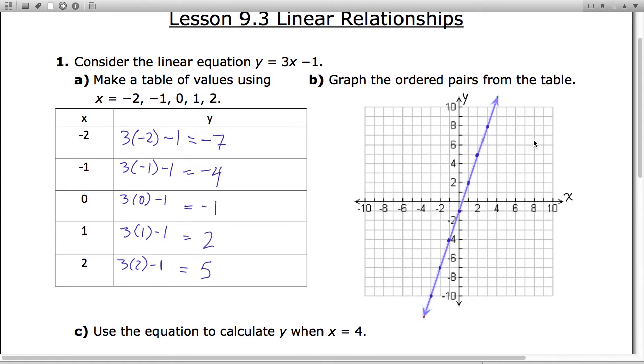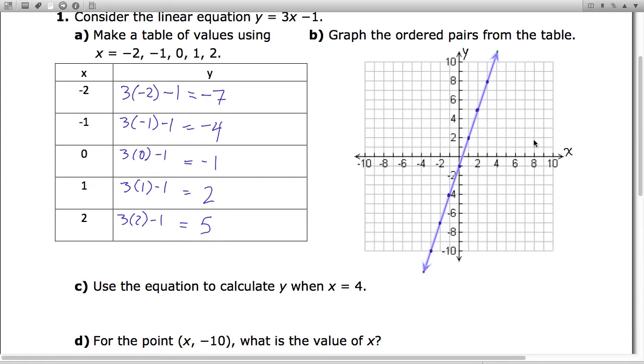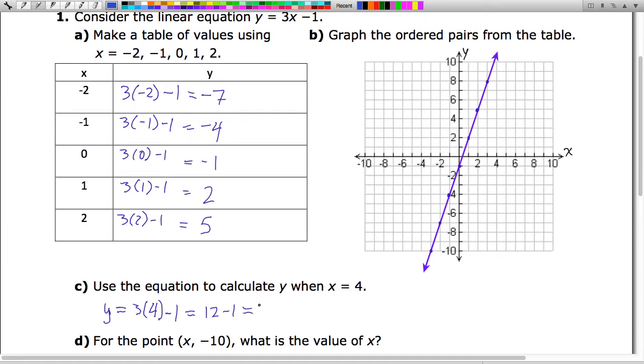And so now we would like to use the equation to calculate y when x is equal to 4. So using the equation, y would be equal to, sorry, that's supposed to be a y there, 3 times 4 minus 1. So 12 take away 1 is equal to 11.